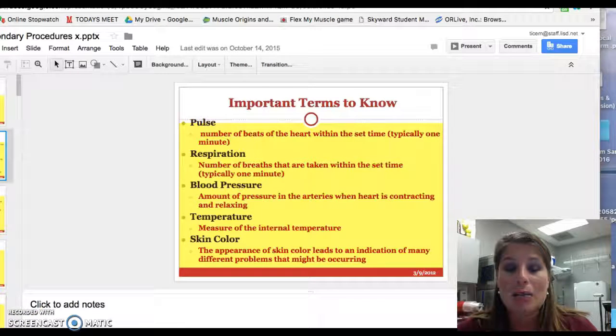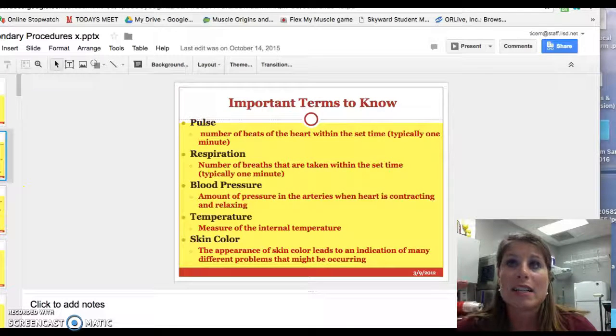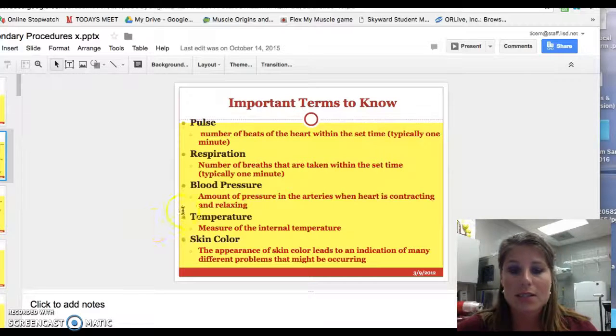The next term that we have is respiration. Respiration is referring to breathing. So it's how many breaths that you take in 1 minute. Our third term is blood pressure. When your heart is beating, it has to send the blood from the heart to everywhere else in your body, and the amount of pressure that is in the arteries and the veins when that is going on is what we refer to as blood pressure. These are terms that will need to be on your note cards.